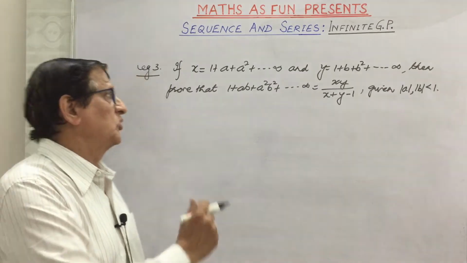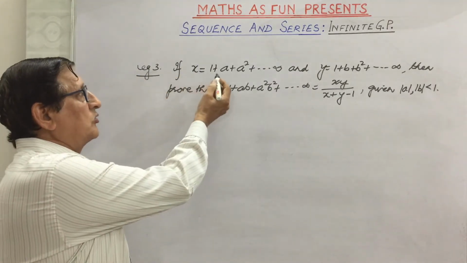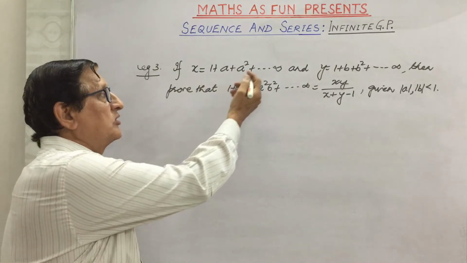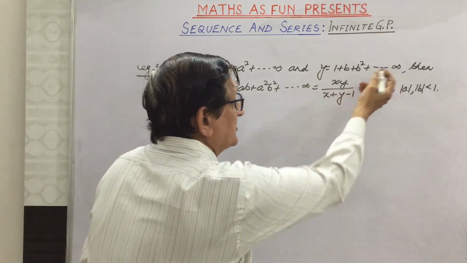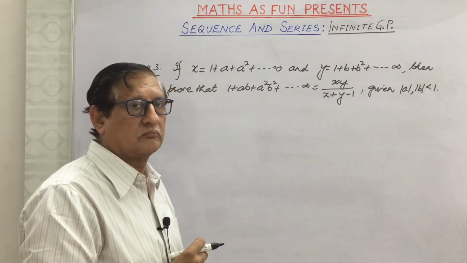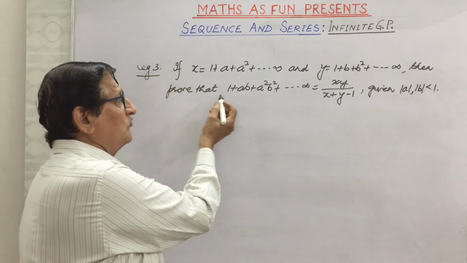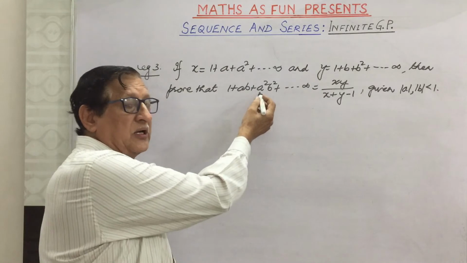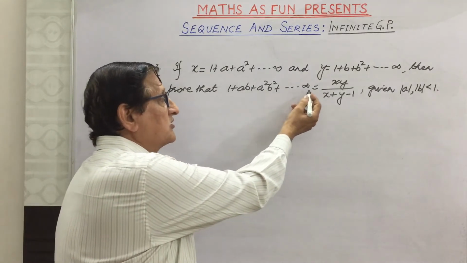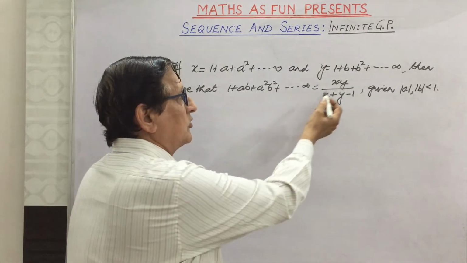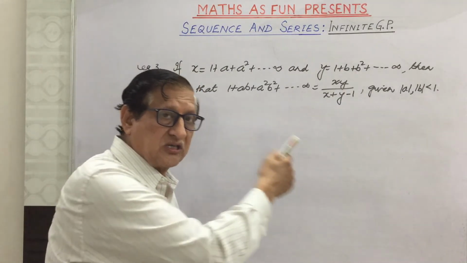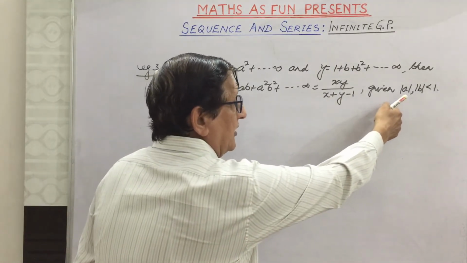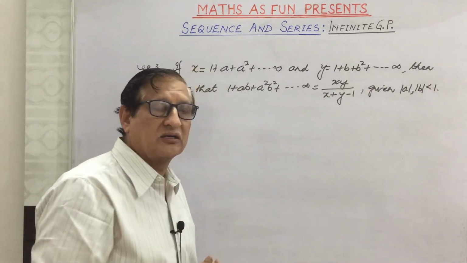We discuss one more problem. If x equals 1 plus a square plus so on up to infinity, and y equals 1 plus b square plus so on up to infinity, then prove that 1 plus a into b plus a square into b square plus so on up to infinity is equal to xy upon x plus y minus 1. It is given that modulus of a and modulus of b are less than 1 each.